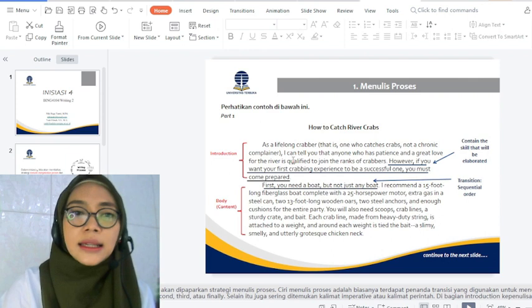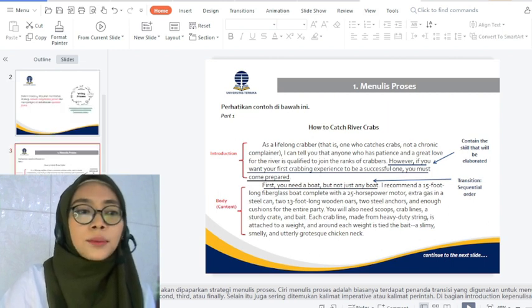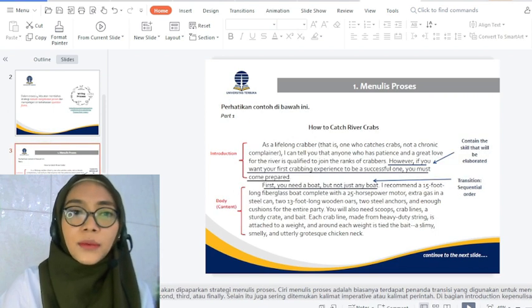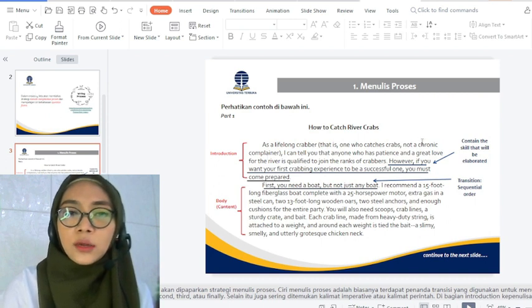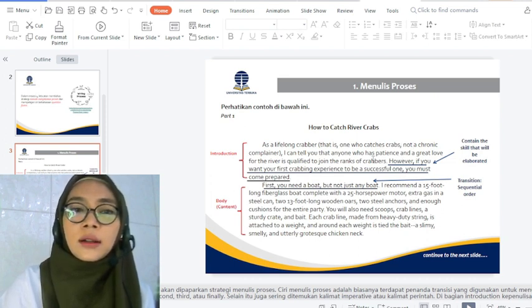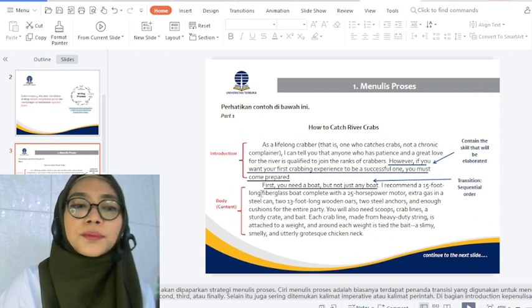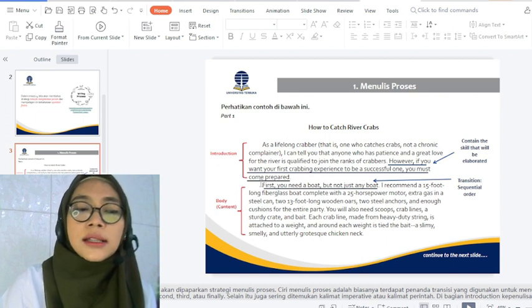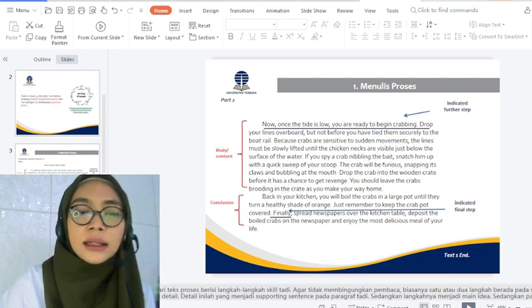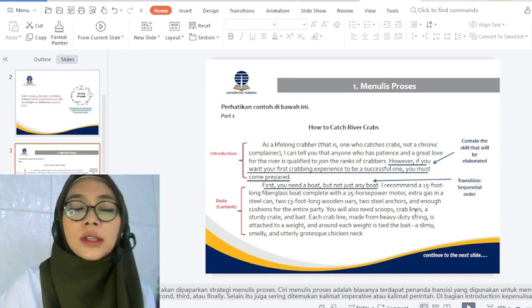Well, in procedure text, the generic structure is that the first one is the title of the text, the second one is introduction, and the last one is the body or the content. You can put the conclusion, but actually this is optional. In the first paragraph, that is the introduction, you can tell about the skill that will be elaborated or explained in the text. After you have mentioned the goals or the aim of the text, in the next paragraph you can start to tell about the process. You can use transition words such as first, and then you can use second or next, and so on. So this kind of paragraph is a sequential order.